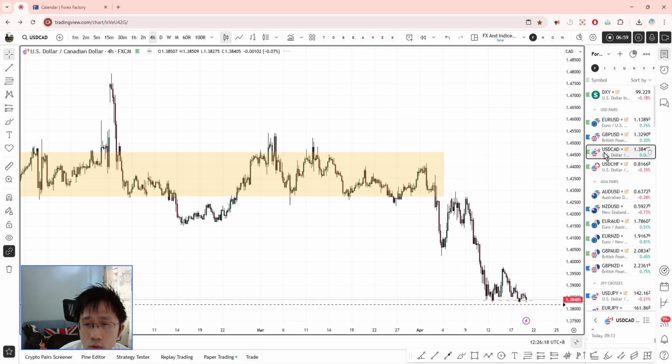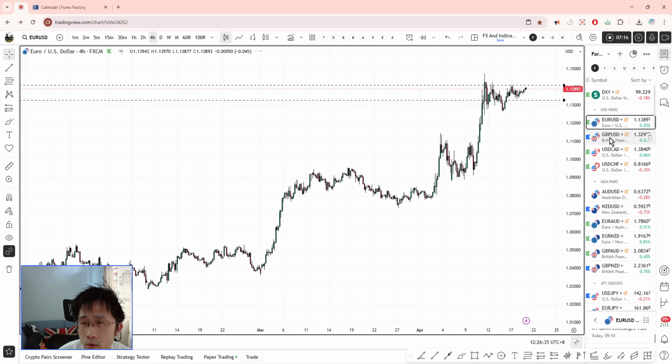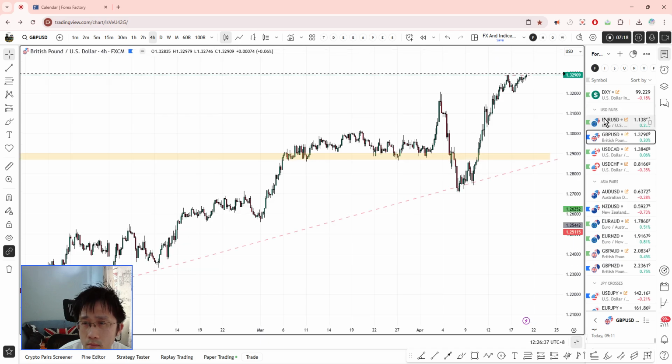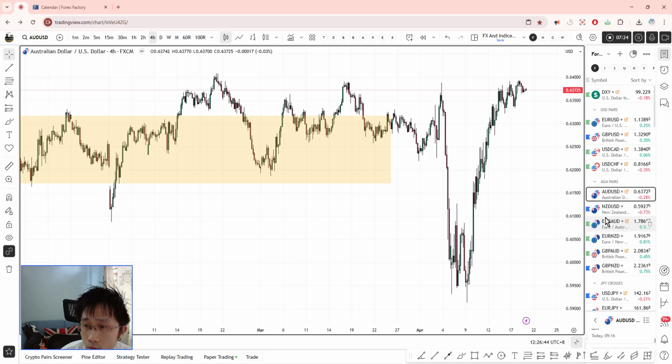Of course, you can also look at some other major currencies as well, like dollar CAD, dollar Swiss franc. If let's say you're bearish on the dollar, you can also trade on the dollar Swiss franc as well. But overall, these two are the ones that seem more bullish as compared to the others. Okay, so that's for the dollar, euro dollar and pound dollar.